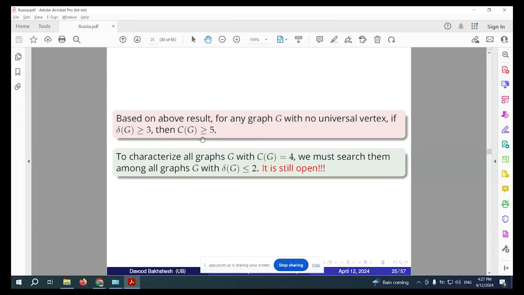To answer this open problem, we must search for these graphs among all graphs G with delta(G) less than or equal to 2, but the problem is still open. I don't know how to solve this problem.